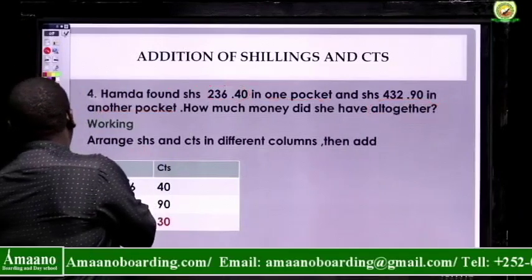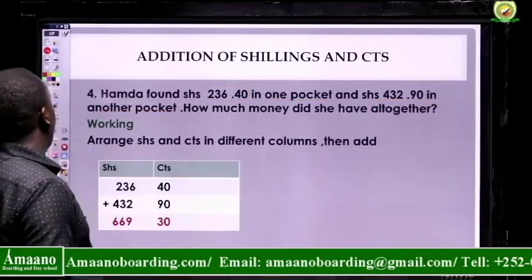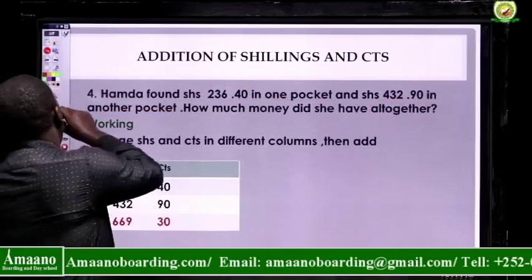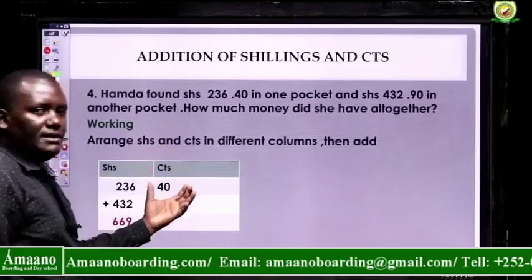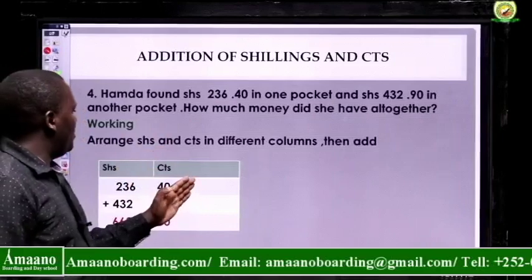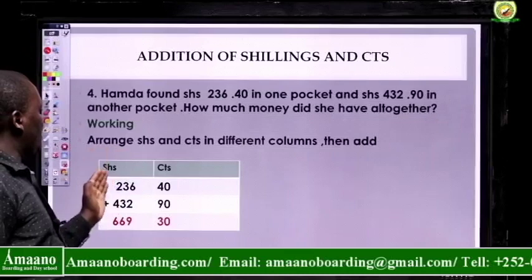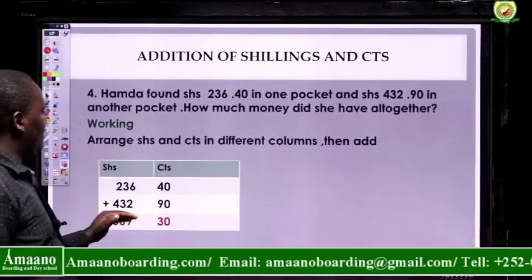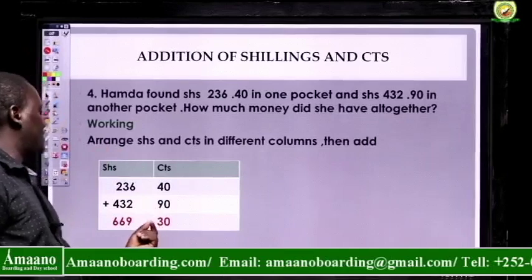So that is all the money Hamda had in the two pockets. From this we know that when we add the shillings and the cents, when the cents are more than 100, we carry 1 to the shilling side. Then we remain with a 2-digit number on the cents side.